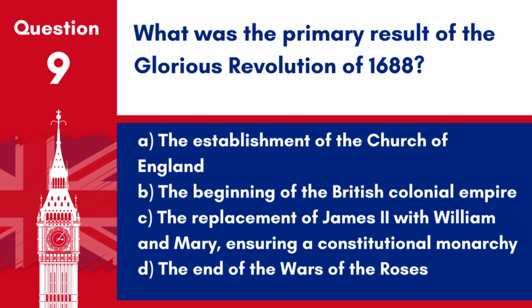Answer. C. The replacement of James II with William and Mary, ensuring a constitutional monarchy. The Glorious Revolution of 1688 resulted in the deposition of James II and the accession of William III and Mary II to the throne, which led to the establishment of a constitutional monarchy.